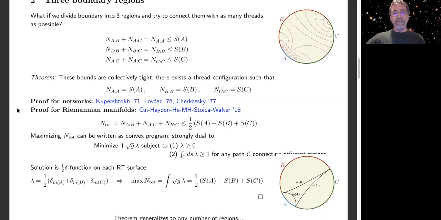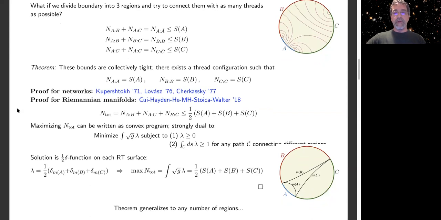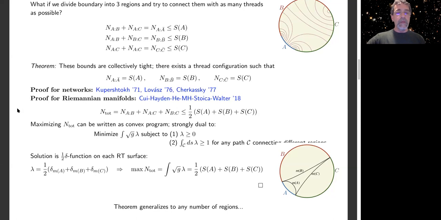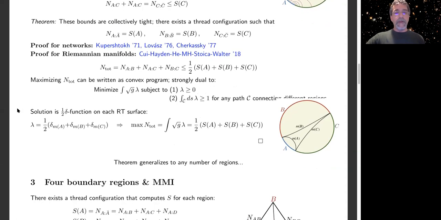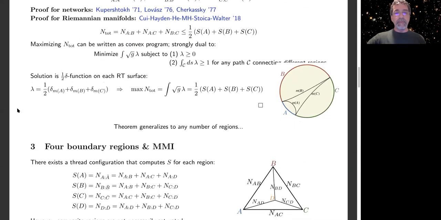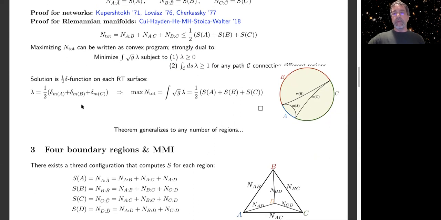Okay. And this theorem generalizes to any number of regions by exactly the same logic. So let's go to 4. And again, now I'm not going to draw a picture like this one. I'm just going to say, here are my 4 regions, A, B, C, sorry, D.